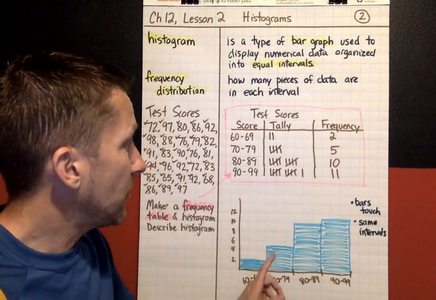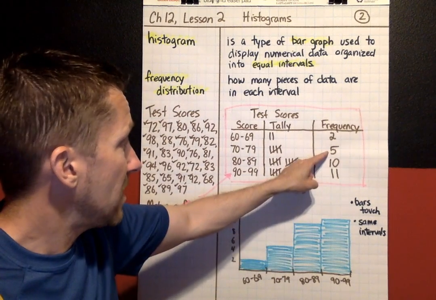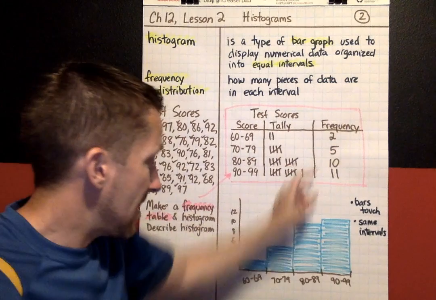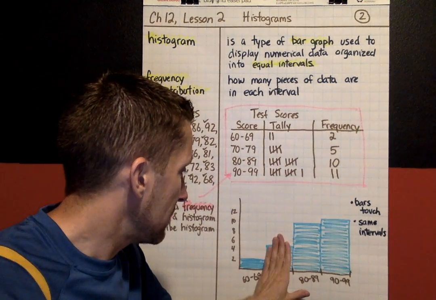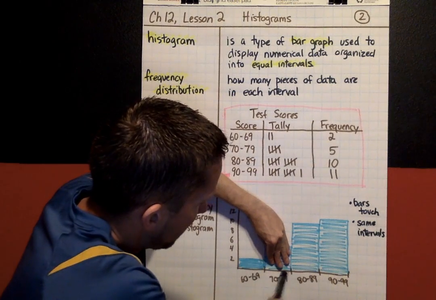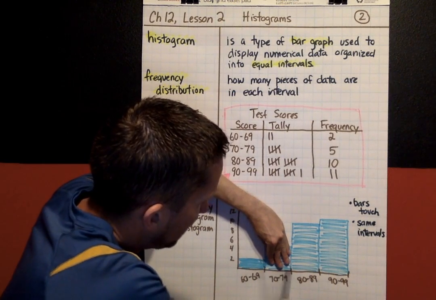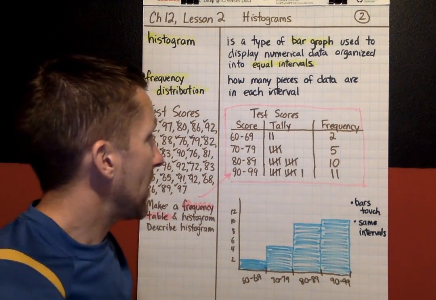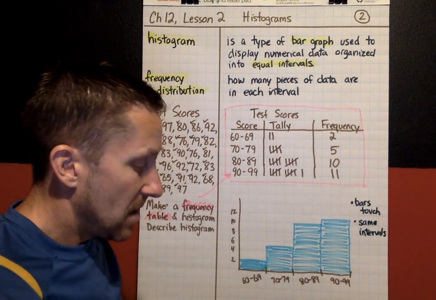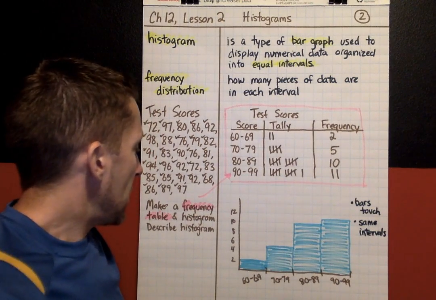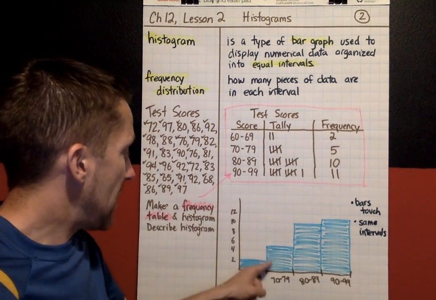So if there is a frequency of 0, again, for example, pretend there were no scores between 70 and 79, my graph would look like this. This would still be here, but the height of this bar would be 0. There'd be nothing there. So that's another important thing about a frequency of 0. Okay, so this is a histogram.